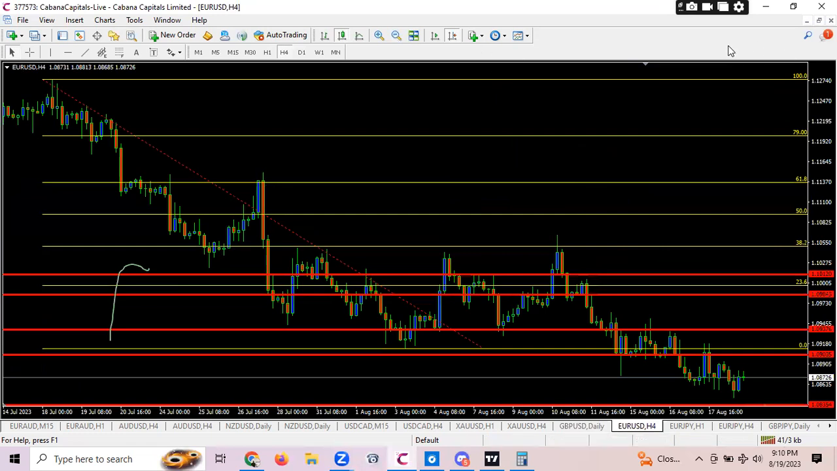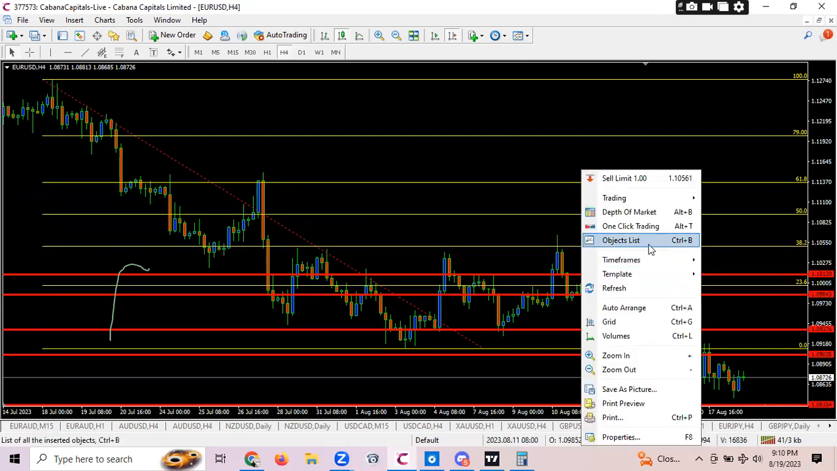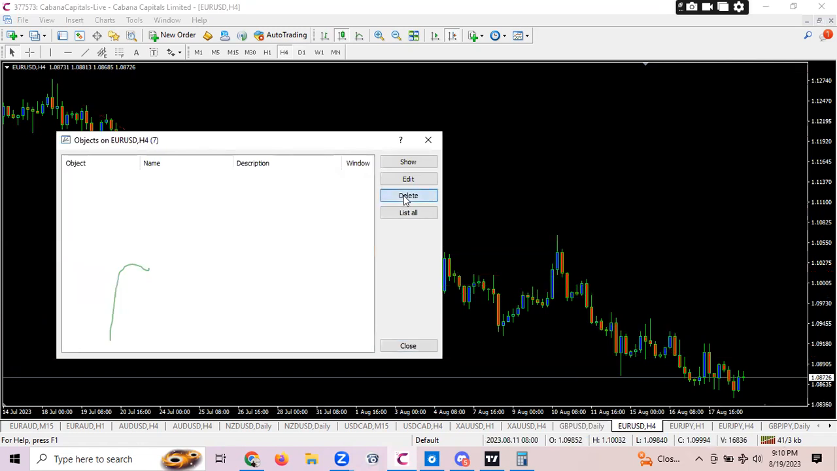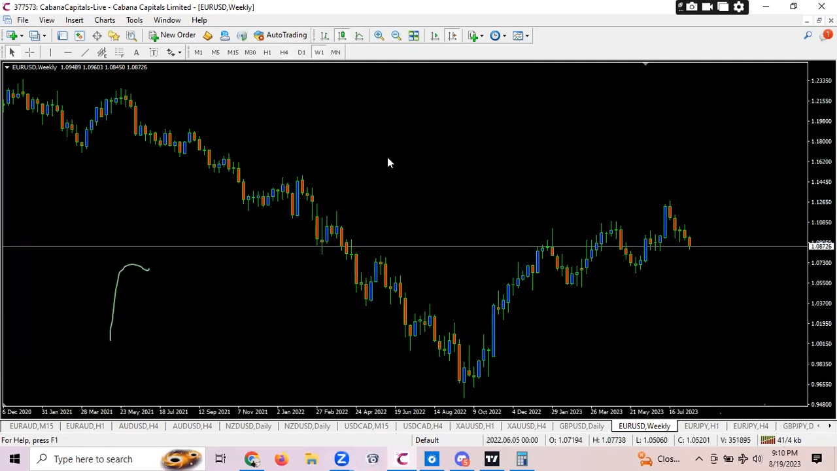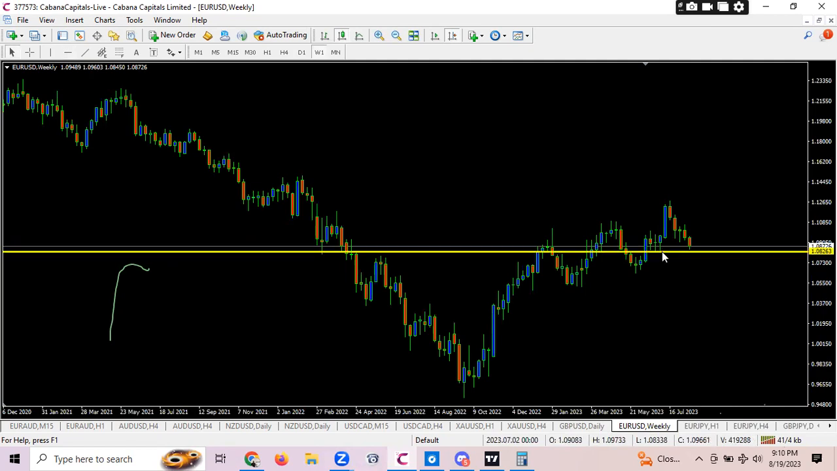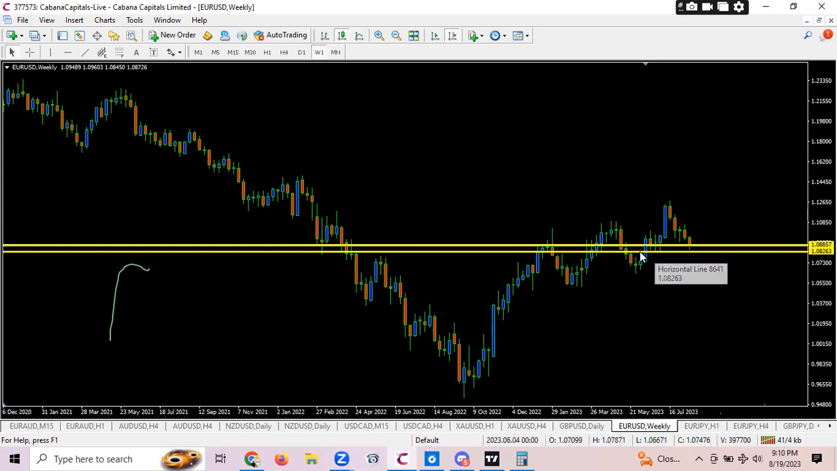Next pair is EUR/USD. Let's start with the weekly time frame. Last week's candle was strongly bearish, and I think the purpose of last week's price action was to hunt for these previous lows. We also had a previous resistance here turned support. So I think liquidity at these lows has been swept.